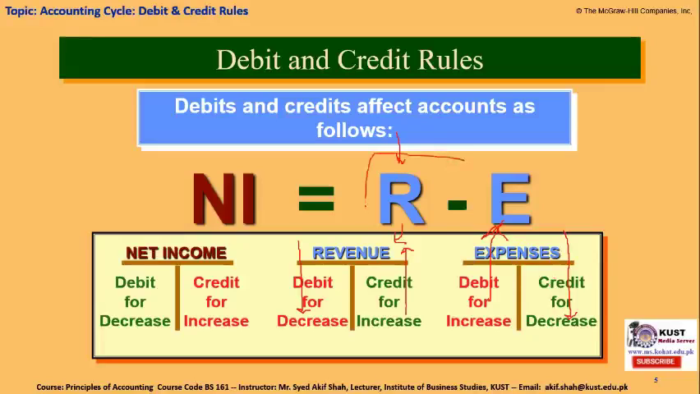The difference of revenue and expenses normally gives us the net income. When revenue is greater than expenses, our net income will increase. And when there is an increase in our net income, it is recorded as a credit entry. And when there is a decrease in our net income, it will be recorded as a debit entry.